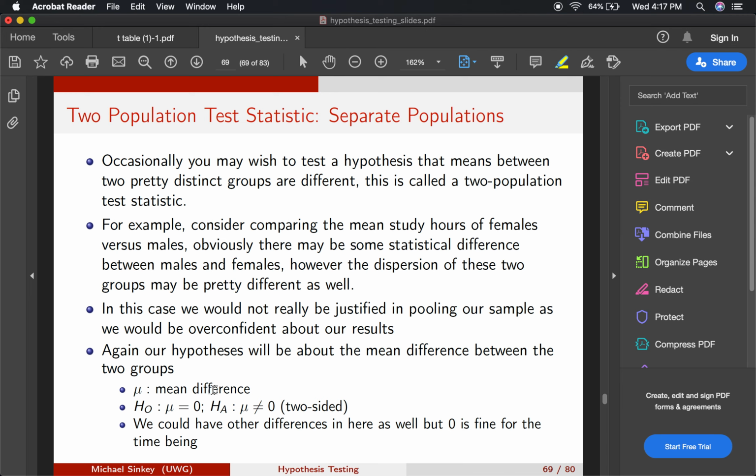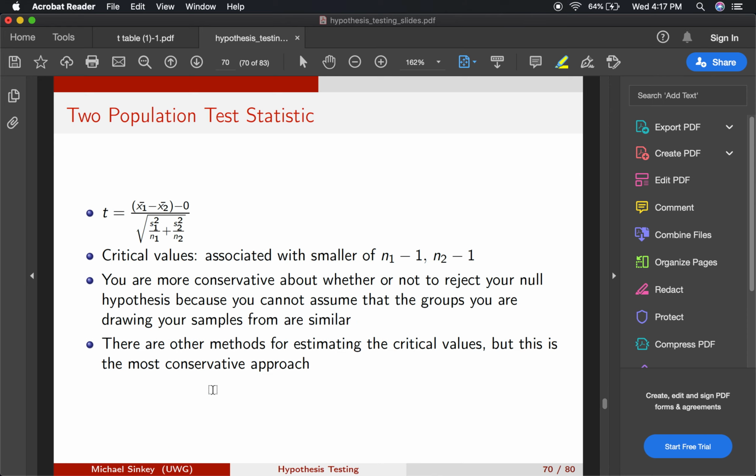The null is that the mean is equal to 0. The alternative is that it's not equal to 0. You could have a greater than or less than. You just want to set it up accordingly. The test statistic looks like this.